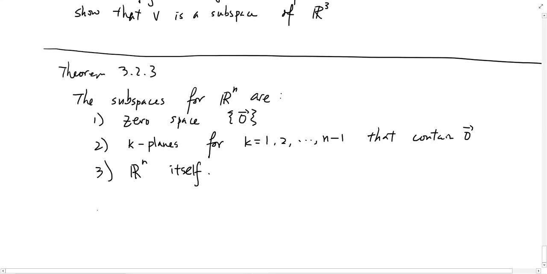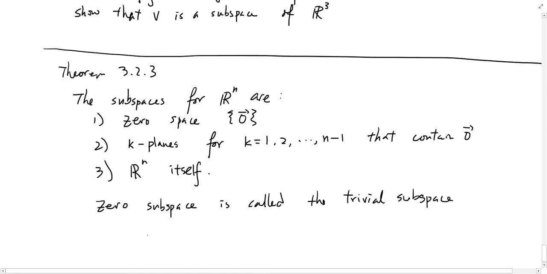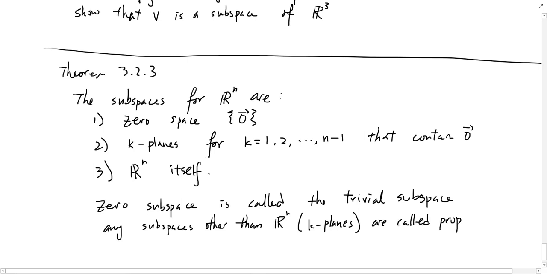So maybe I should write it down for yourself. The 0 subspace is often called the trivial subspace because it doesn't really do anything, and every vector space has it. And any subspaces other than Rn, so that refers to all the k-planes, are called proper subspaces for Rn.